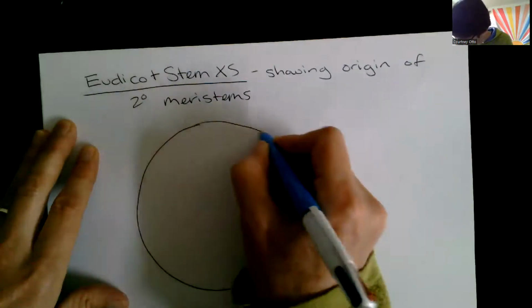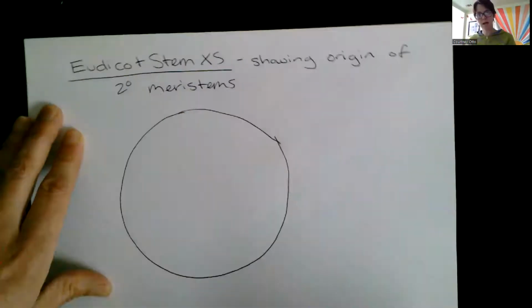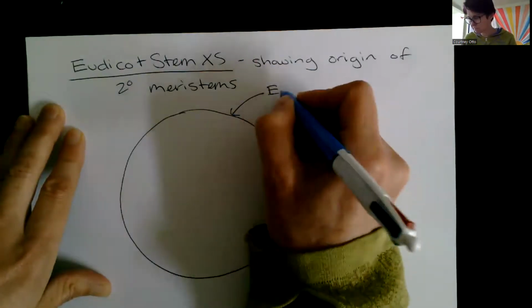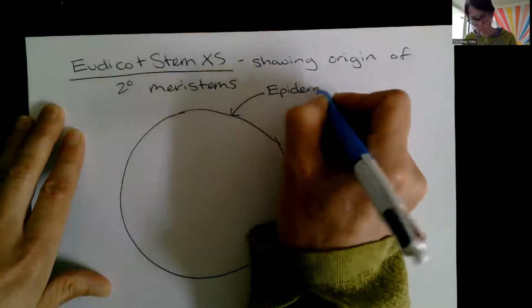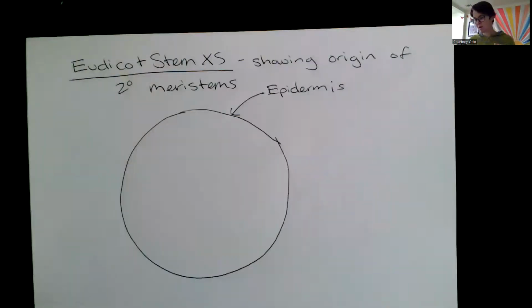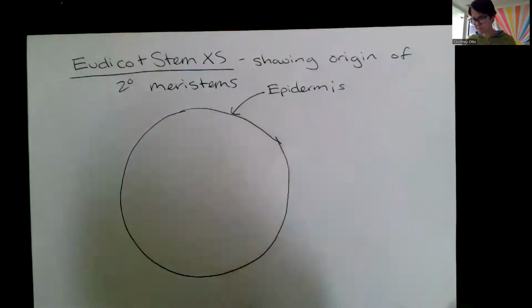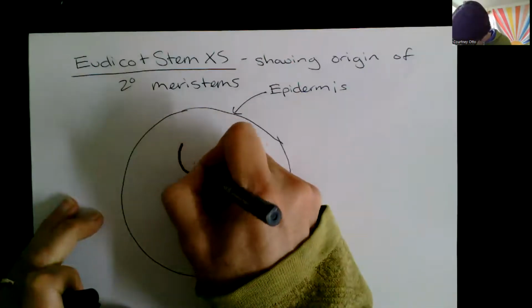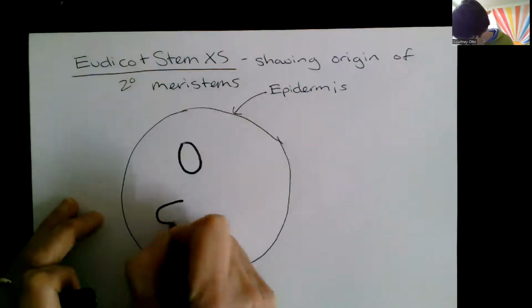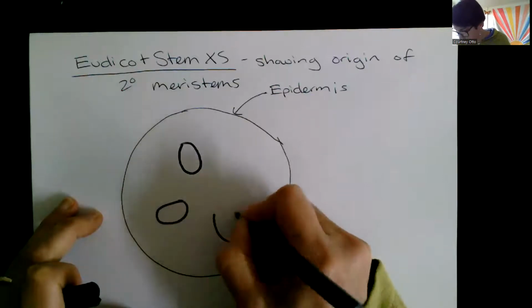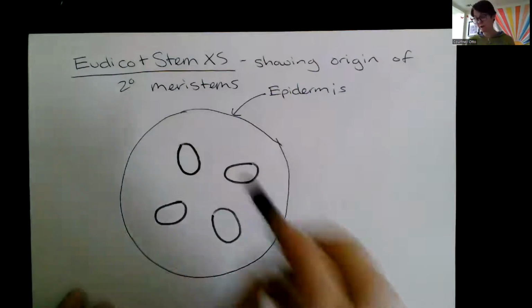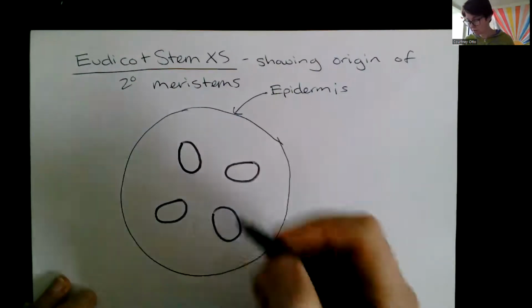Okay, so let's draw just a little circle here. This is going to be that stem cross section. And remember that outermost layer is going to be the epidermis. Our vascular tissue is going to be in these regular bundles that are in a ring. And so I'm just going to draw two, three, four. Now, since this is a eudicot, these are going to be in a ring. They're not going to be scattered throughout our ground tissue.